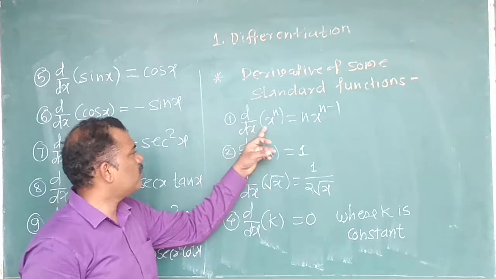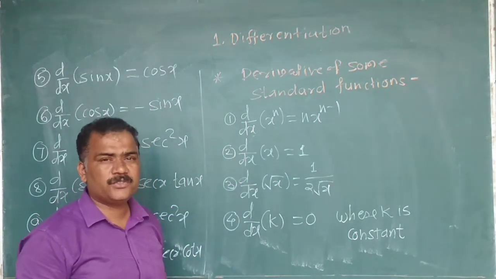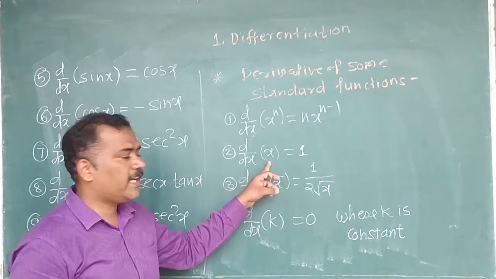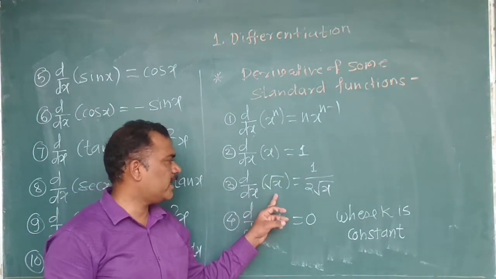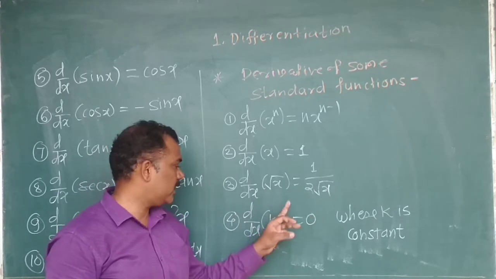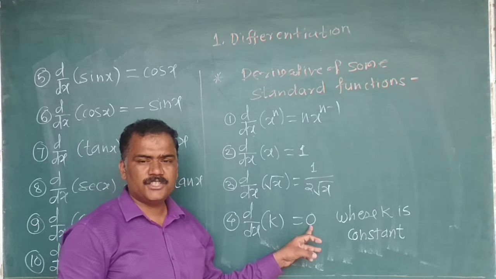Derivative of x raised to n is equal to n into x raised to n minus 1. d dx of x, derivative of x with respect to x, is equal to 1. d dx of root x is equal to 1 upon 2 times root x. d dx of k, where k is a constant, its derivative is 0.